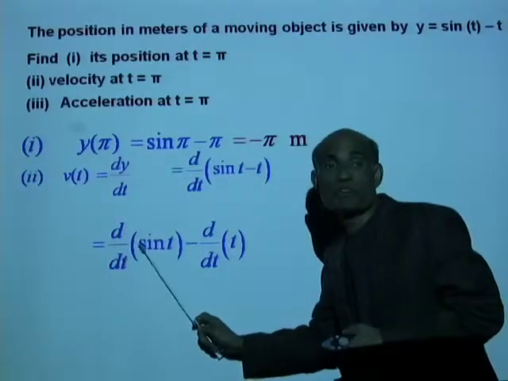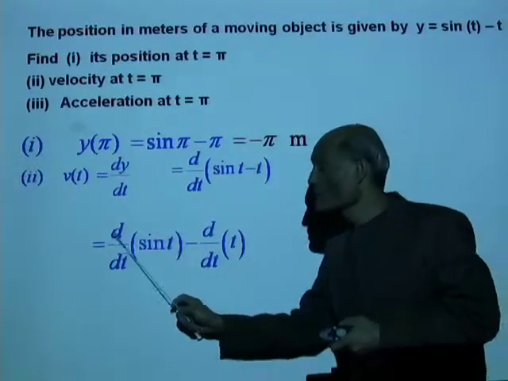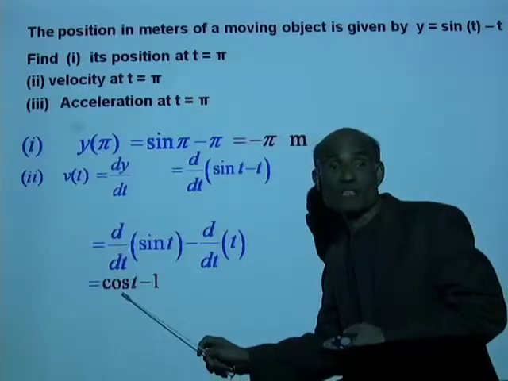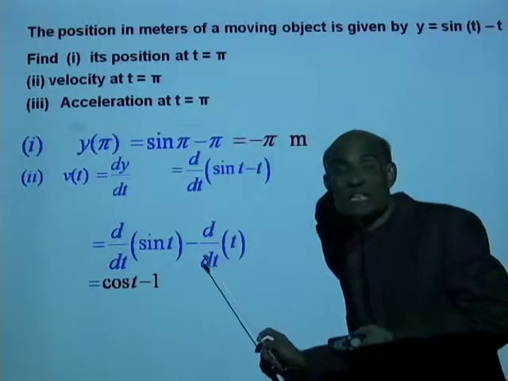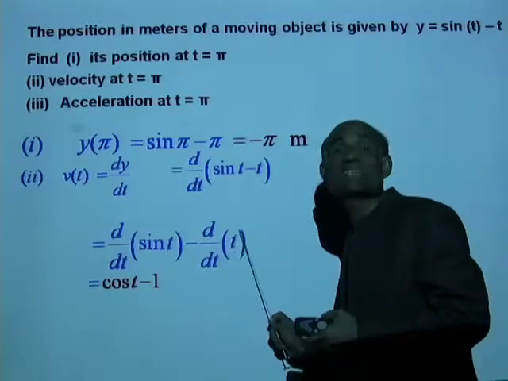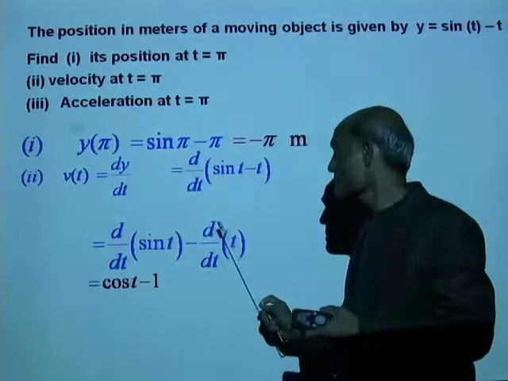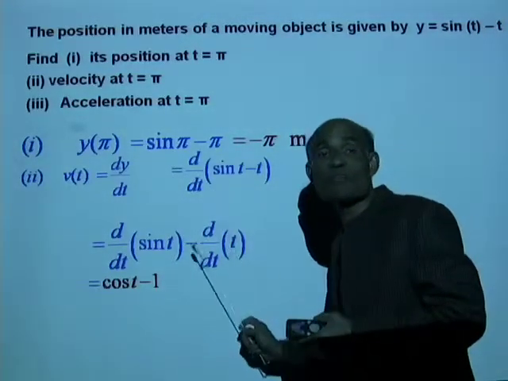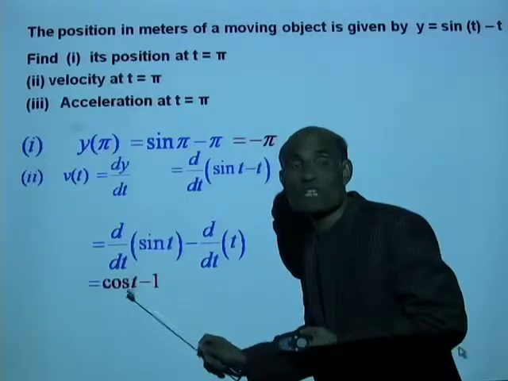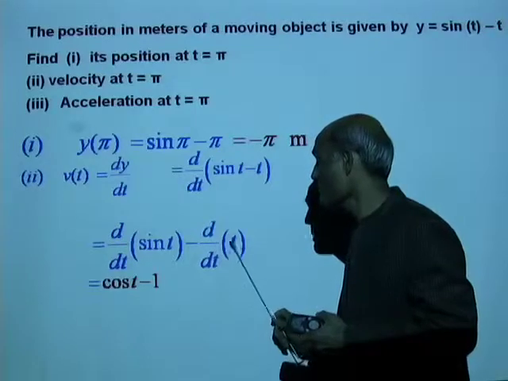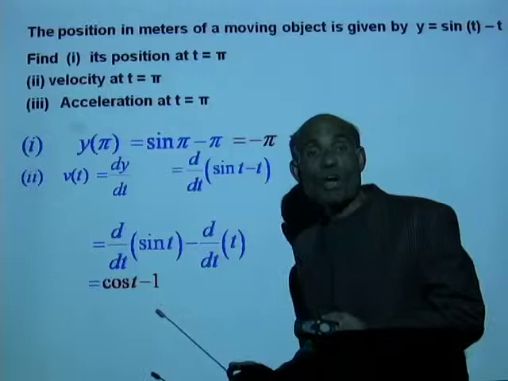Well, that is the derivative of sine t minus the derivative of t. The derivative of sine t is cosine t, and the derivative of t with respect to t is 1, because this is 1t. The derivative of 2t with respect to t is 2. The derivative of 1t with respect to t is 1. So the derivative of sine t with respect to t is cos t. The derivative of t with respect to t is 1. So this is the velocity function.